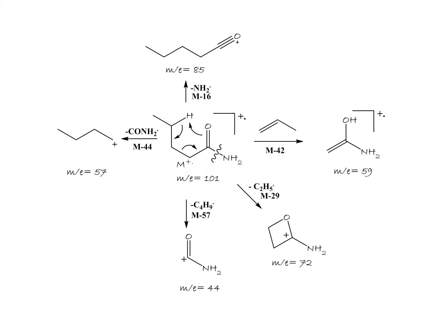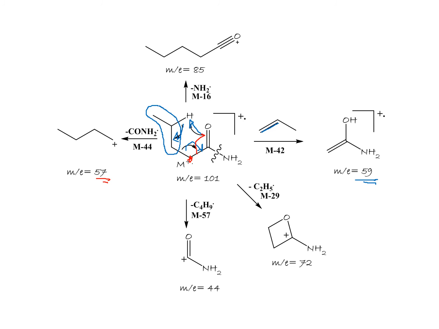Now we come to the fragmentation. This is McLafferty rearrangement. Elimination of this part, double bond in here, will lead to 59. Eliminating this part as a positive charge, okay, as a positive charge on this carbon, gives you 57.